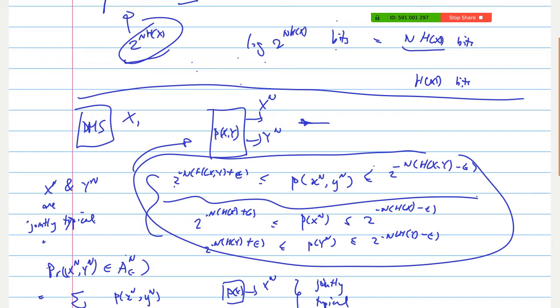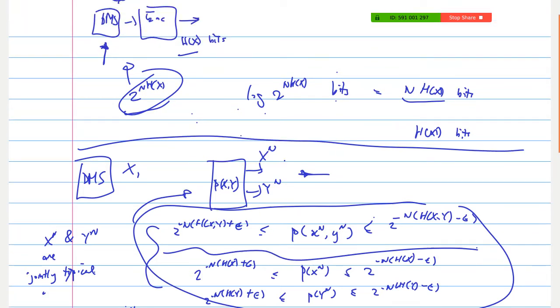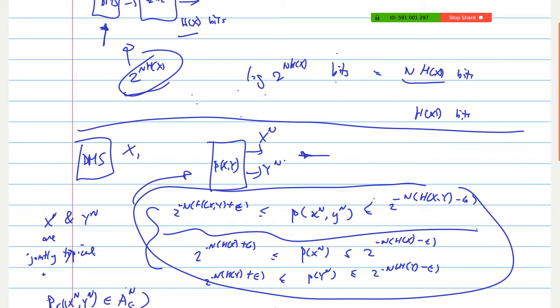Near the end, we want to ask what's the probability that if we have two separate independent sources, with x^n and y^n, pulling sequences x^n, y^n from these two separate sources, each with marginal probability P_X and P_Y, these two sequences will be jointly typical. And of course, it depends on the original joint distribution, P_XY.